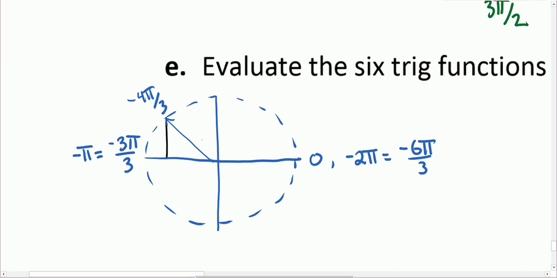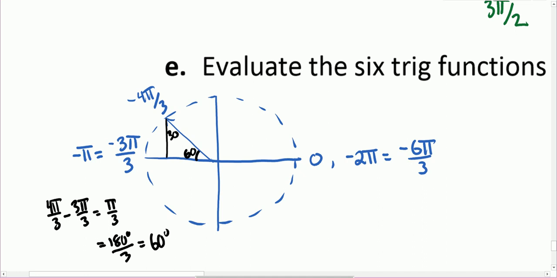We have a right triangle here, and the reference angle is the difference between 4 pi over 3 and 3 pi over 3, which is pi over 3. Pi is 180 degrees, so this is 180 degrees over 3, which is 60 degrees. So this is a 30, 60, 90. Hypotenuse is 1. The x value is across from 30 in the negative direction, so negative 1/2. The y value is in the positive direction across from 60, so that's root 3 over 2.